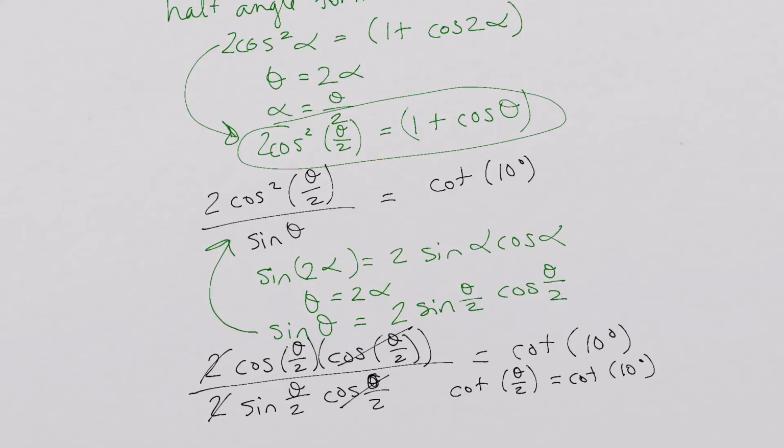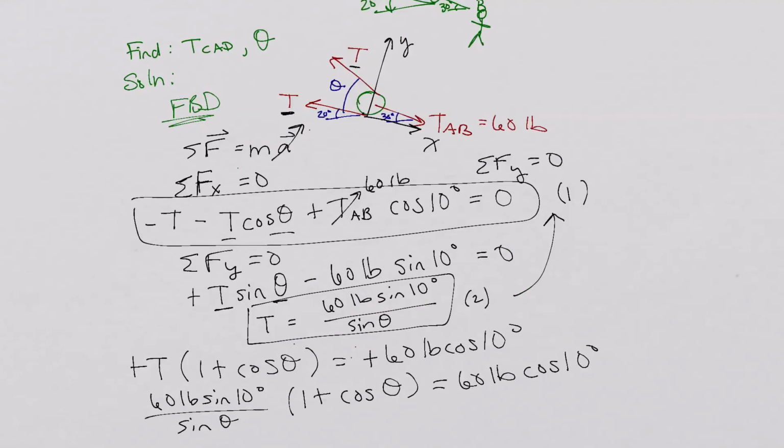So if we just take the inverse cotangent of both sides, we'll get rid of that. And so we get theta over 2 equals 10 degrees. Therefore, we get theta equal to 20 degrees. So now that's part of the problem. The other part, we'll have to go back to our previous equations. So we have the theta, I'll box the answer, and then we just need to substitute back into that T equation.